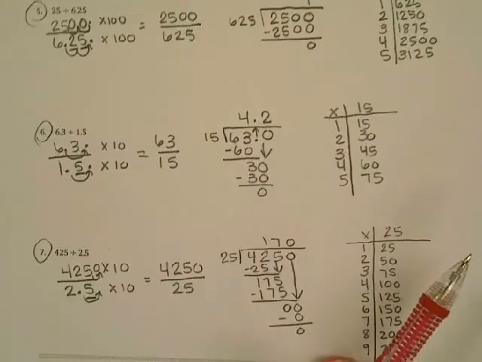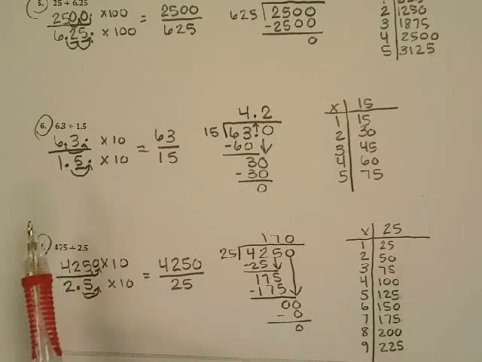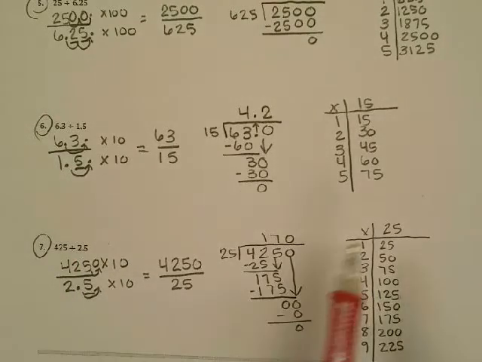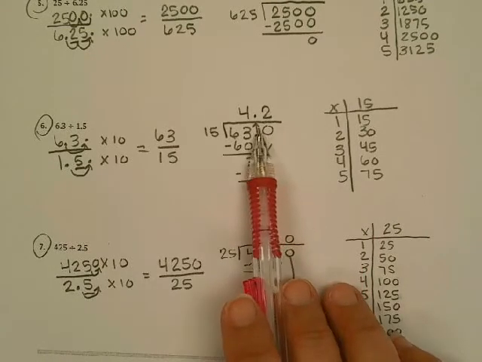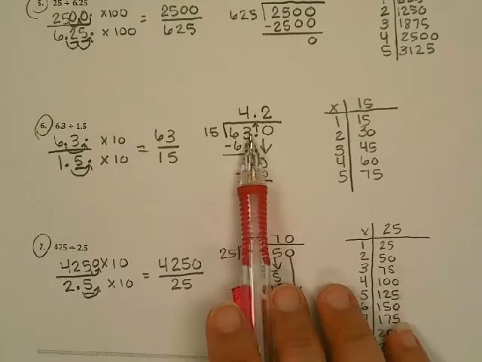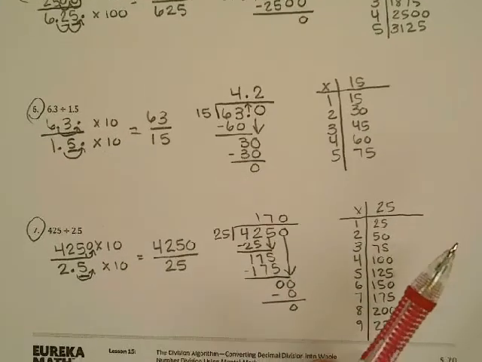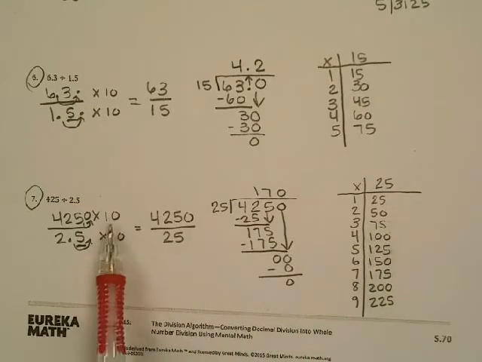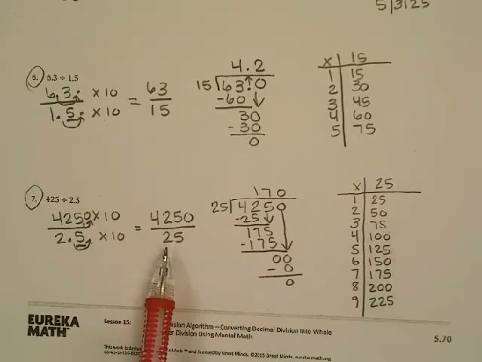In number 6, you should have multiplied your fractions by 10, which gave you 63 divided by 15. Made, again, a multiplication chart for 15, and your answer was 4 2/10. So this example was one that also had a decimal in the dividend that you would have to push up into your quotient, just like that example number 3, I believe it was, that we did together earlier. And then number 7, again, you should have multiplied both parts of your fraction by 10, which gave you 4,250 divided by 25.